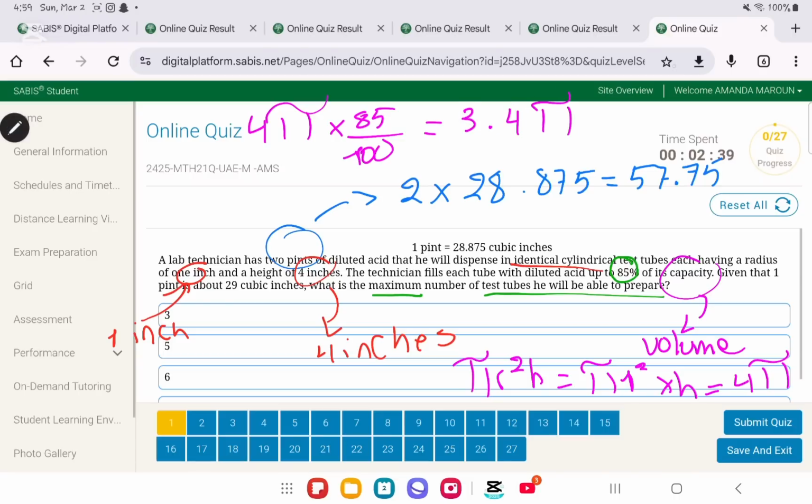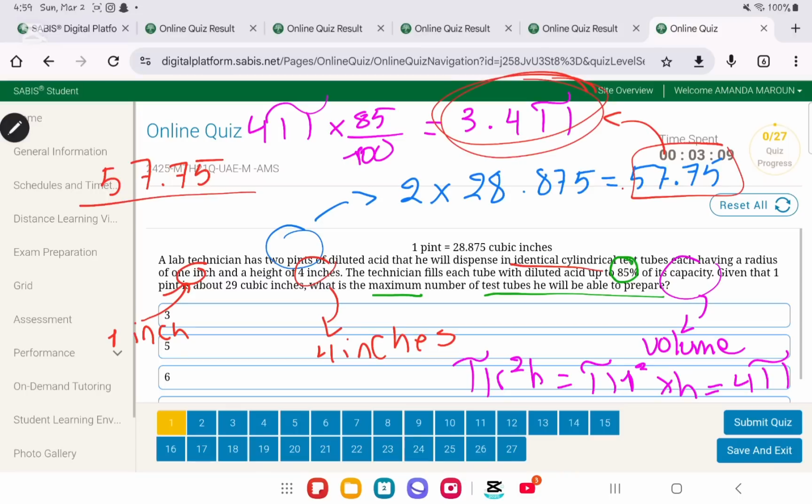Okay, so now we are given what? We have the actual capacity used in one cylindrical test tube, in cubic inches. How much is the volume of pint we are gonna put into it? So very simply, the volume that we're gonna put into it, which is 57.75, over the volume of one cylindrical tube that we can fill up, 3.4 pi. You're gonna get 57.75 over 3.4 pi, which is approximately 5.41.